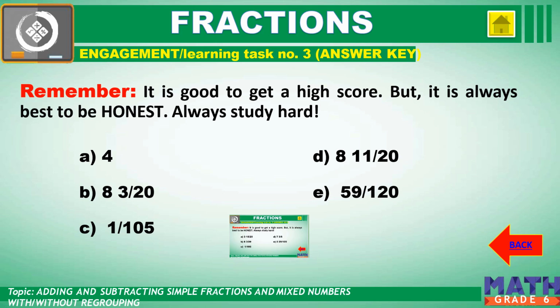The following are the answer key for the learning task number 3. So again, remember, it is good to get a high score, but it is always best to be honest. Always study hard. Letter A, 3/15/20. Letter B, 8 and 3/20. Letter C, 1/105. Letter D, 7 and 3/5. And letter E, 2 and 29/120.